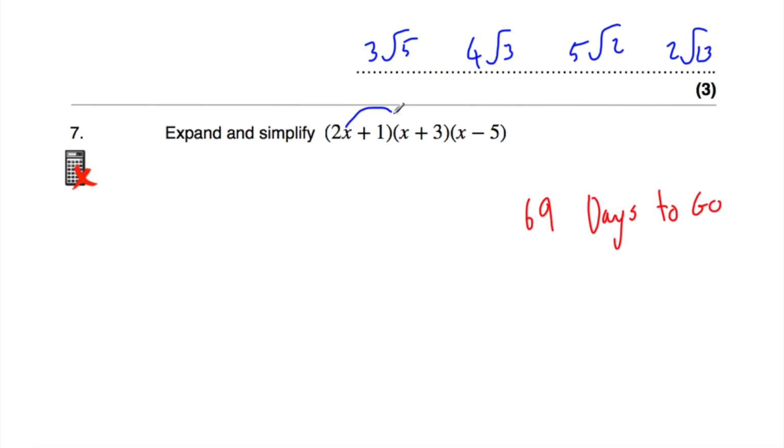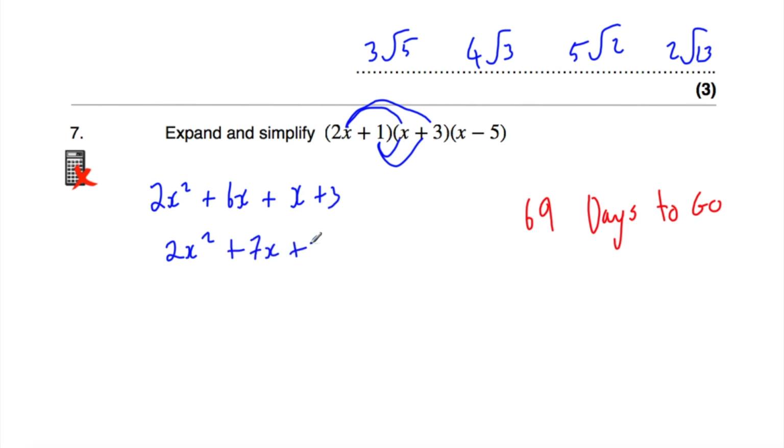So if I do 2x times x, that's equal to 2x squared. Then I've got 2x times 3, that's going to be plus 6x. Then 1 times x, that's plus x, and then 1 times 3, that's going to be plus 3. And then whenever we simplify this, we would get 2x squared, and then we've got 6x plus x, that's going to be plus 7x, and then we've got our plus 3. So that's what we get whenever we expand our first 2 brackets.